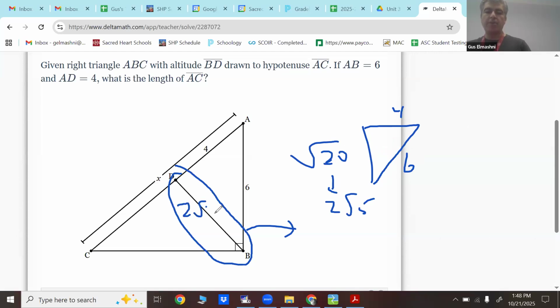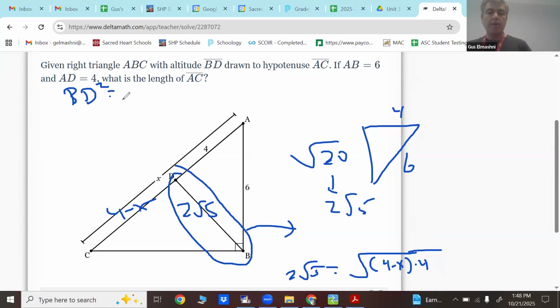Now you have that. Now you have the altitude. Now you can do this whole geometric mean thing, right? 2 root 5 is going to equal the square root of this portion, which is 4 minus x, and the other portion, which is 4. AD times DC. Yes. So BD squared equals AD times DC. So that becomes 20 equals 4 minus x times 4, or square the radical part. 16 minus 4x equals 20.